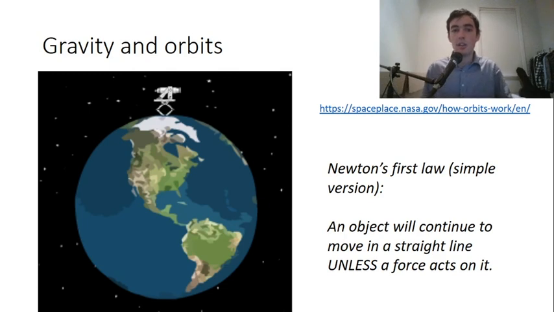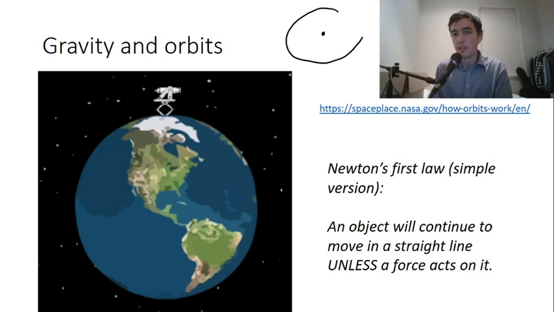Okay. Now, we're going to talk about my favorite part of this, which is the connection between gravity and orbits. So gravity actually causes orbits. Orbits, by the way, just to refresh, one object is orbiting another if it's going around the other in circles or ovals. Okay. So like the moon orbits the Earth, and the Earth orbits the sun.